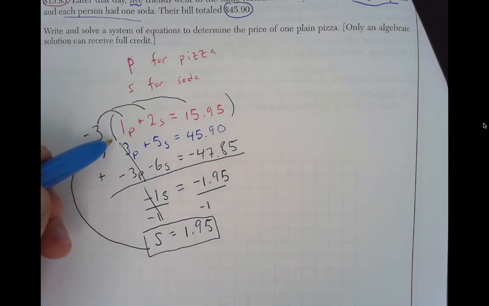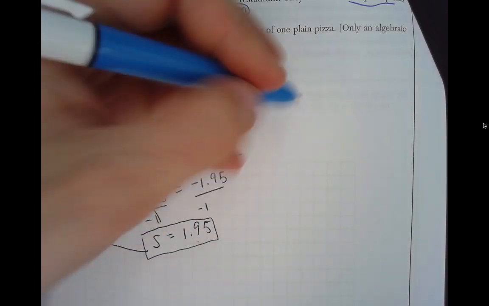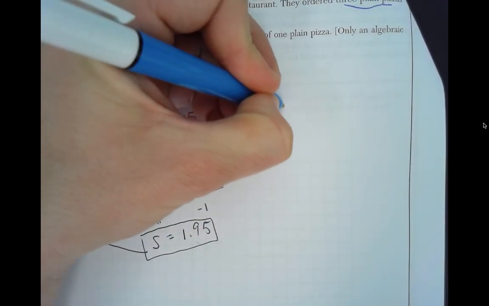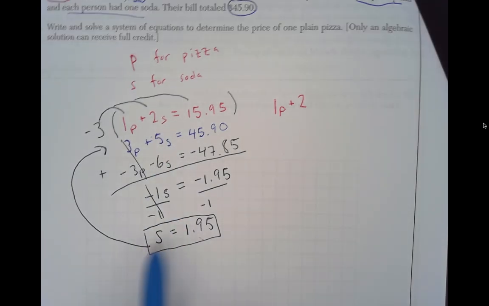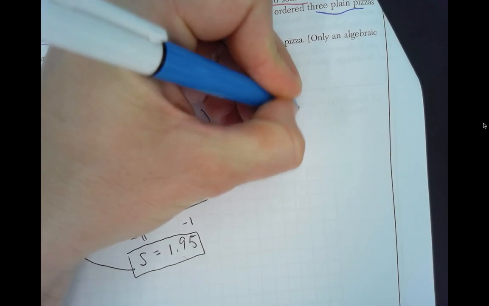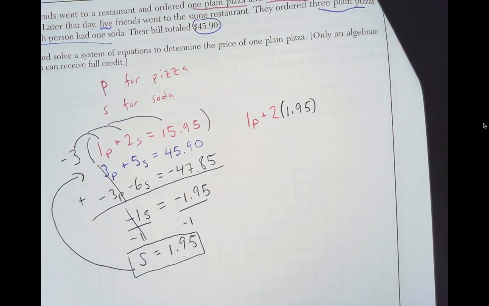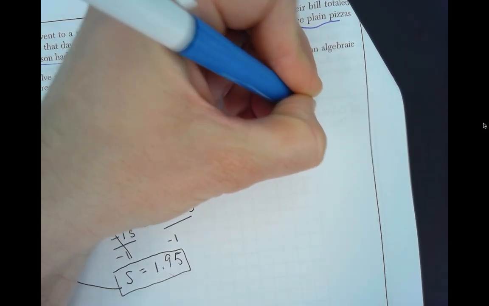Now you can choose either one. I'm going to choose the top one just because it's got smaller numbers and those are kind of nicer to deal with. So I'll rewrite that in red, and wherever I plug in the S, I'll change that back to black. So I've got 1 pizza plus 2, instead of 2 sodas, I know that sodas cost $1.95, so plus 2 times $1.95 should equal $15.95.